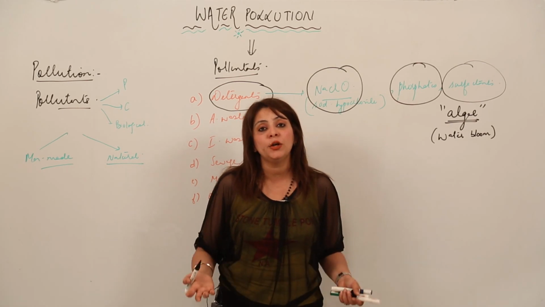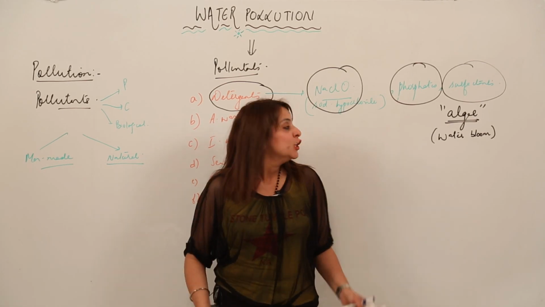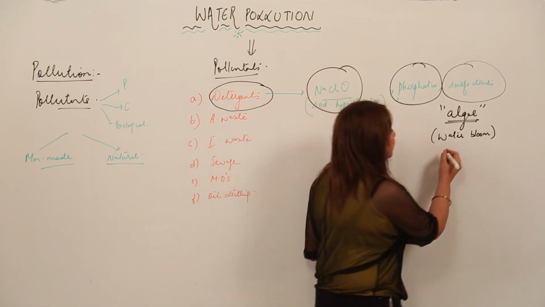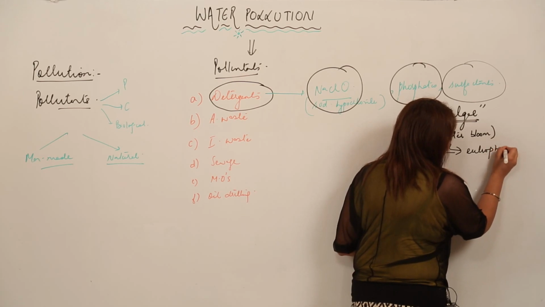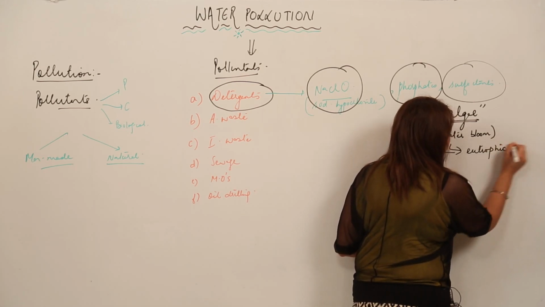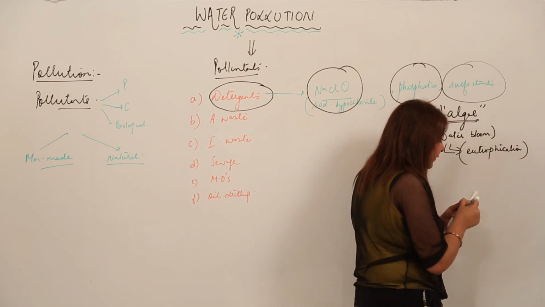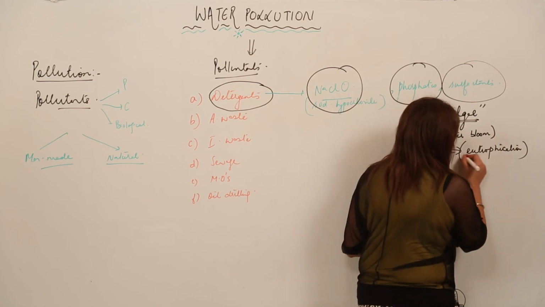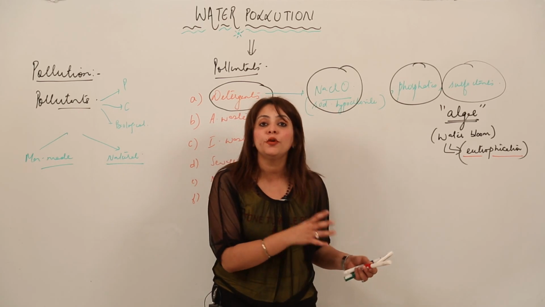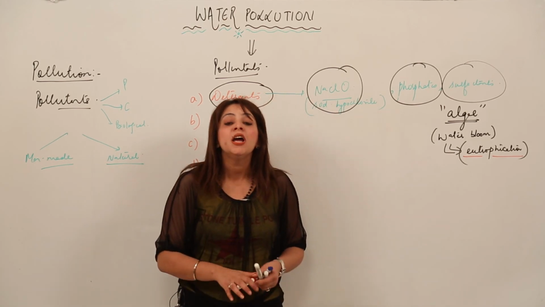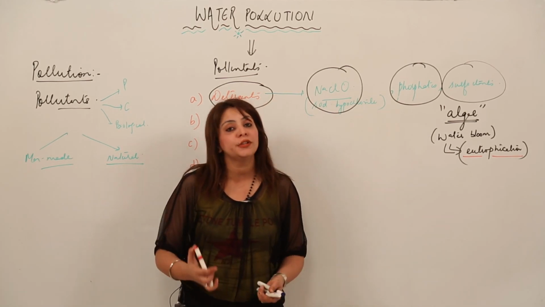So what will happen to the aquatic life? Obviously they will die. So this water bloom actually leads to eutrophication. This whole phenomenon is called eutrophication, and this is something very important that you get in exams. It is a very important term which you often come across as a question in the paper, that what is eutrophication or how it is caused, right?